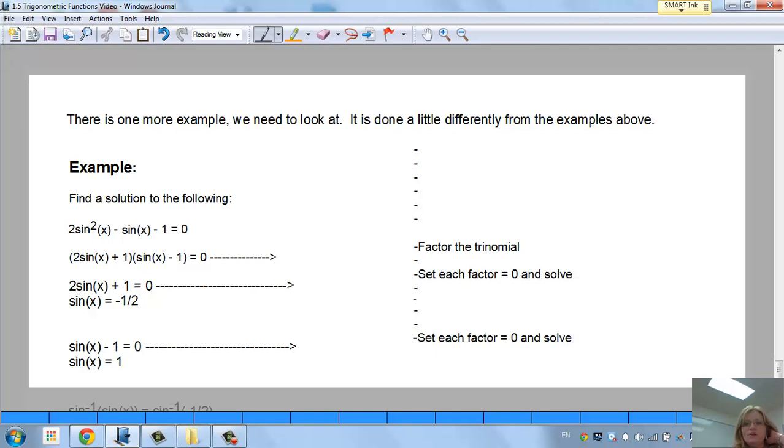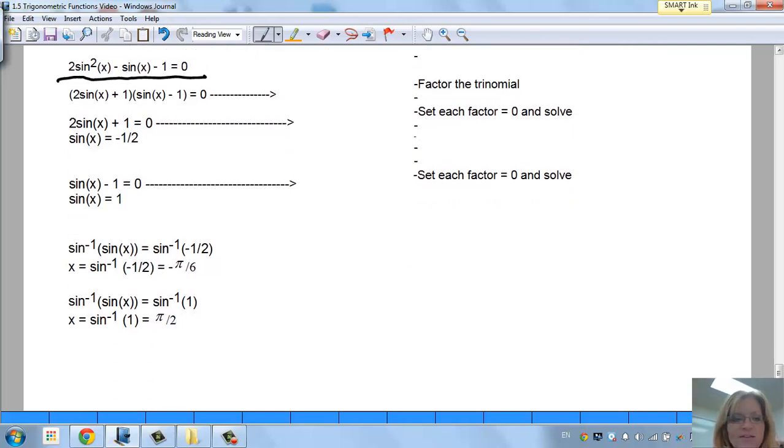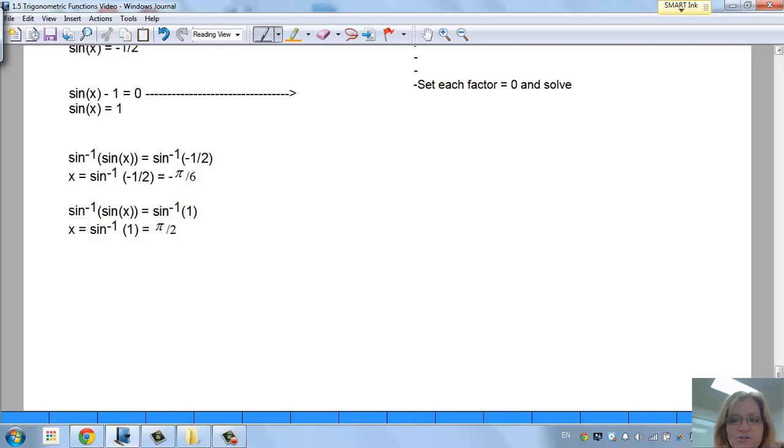This one has to be done a little differently than the ones we used before. This one actually is a quadratic because it's 2 sine squared x minus sine x minus 1 equals 0. So this one's a little bit different, so let me go through it step by step with you. And this may sound familiar, that you used to do this last year.